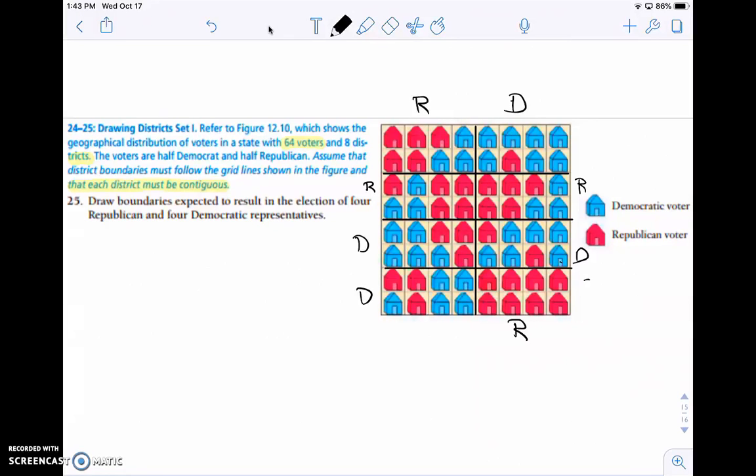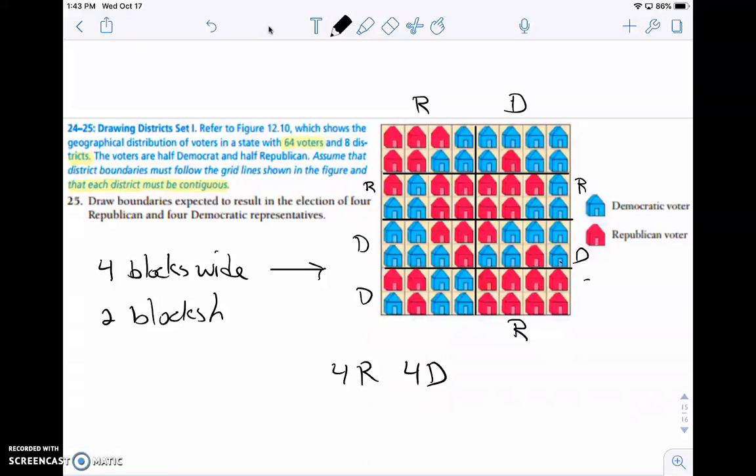But notice that gives us 4 Republicans and 4 Democrats. So that's a drawing where we follow the boundary lines that will result in 4 Democrats and 4 Republicans. So that's 4 blocks wide, and that's going horizontally. So it's going in the horizontal direction, and 2 blocks high, which is going vertically, and that'll get it for us. So you do have to play around a little bit and make sure that you're able to meet the parameters exactly.